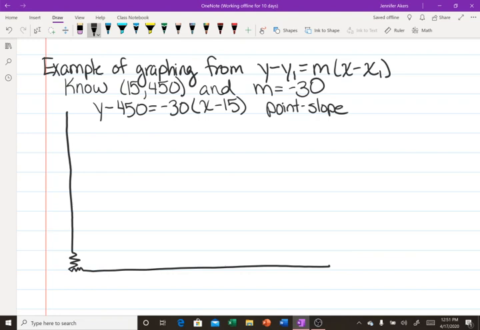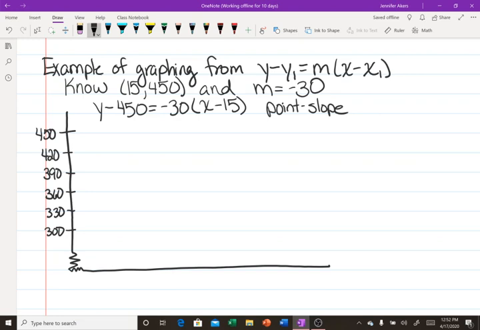I know my slope's negative, so I know it's going to go down. So I know the highest I need is 450. And I know I'm going to be going down in units of 30. So I'm going to start up here at 450. And then I'm going to go down by units of 30. So I have 420, 390, 360, 330, 300. Now remember, this is broken.